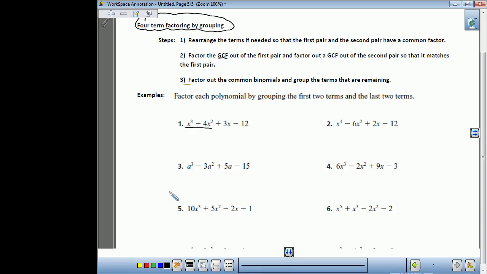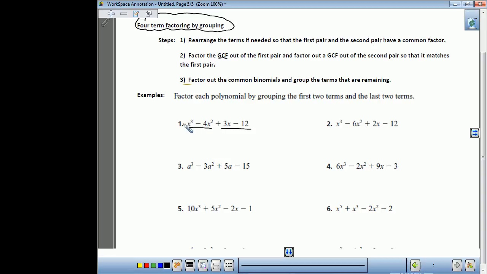Do these two have something in common? Yes. Do these two have something in common? Is there a number that divides into these? Yes. Okay, so since the first pair and the second pair have something in common, we're fine. It's written in standard form, which makes it nice, and the first pair and the second pair have something in common.